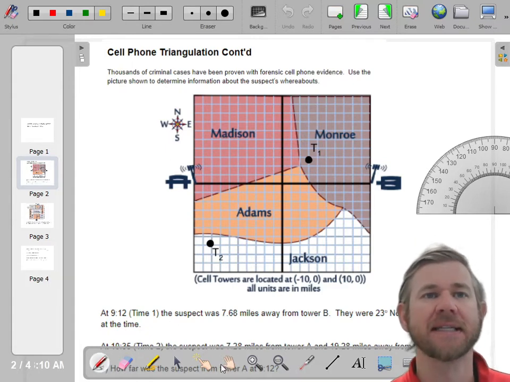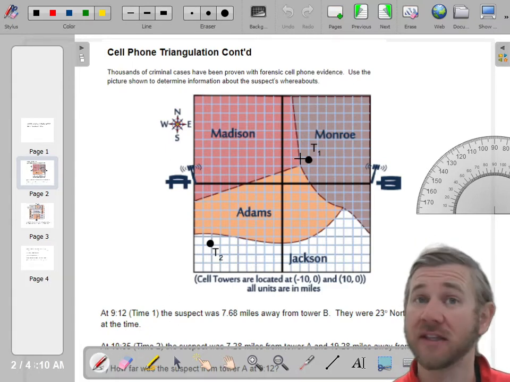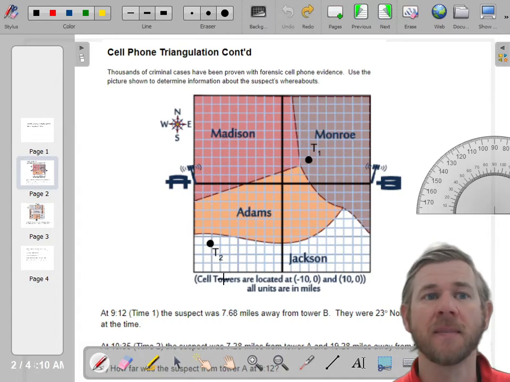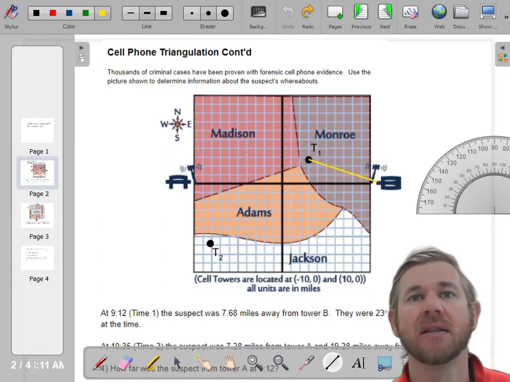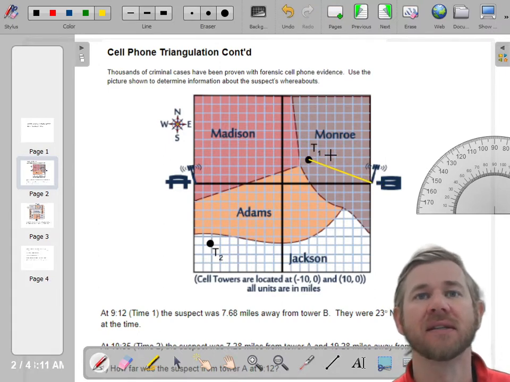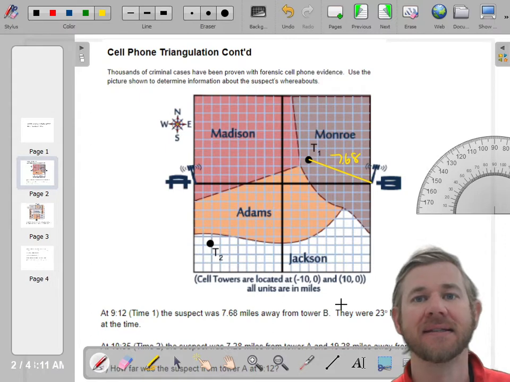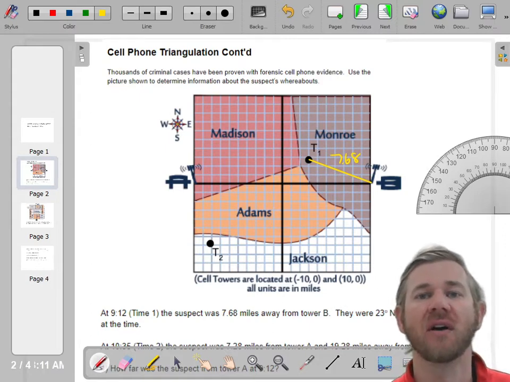So the first thing it says is at time 1. For this one, I've labeled this as time 1 right here. The suspect was 7.68 miles from Tower B. So I'll draw that, Tower B. This is 7.68. And then it says they were 23 degrees north of west.